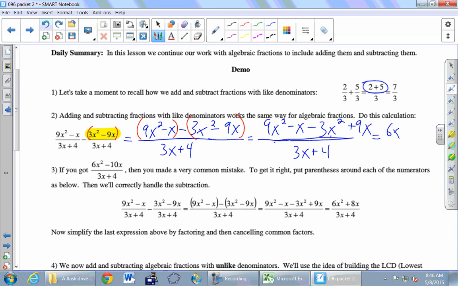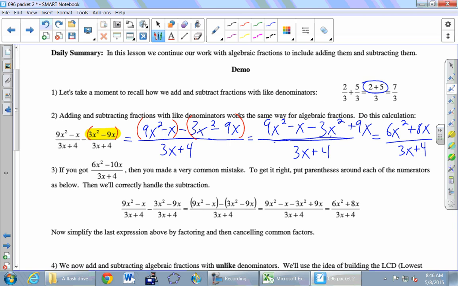So what do we get here? 6x squared plus 8x over 3x plus 4. Fair? Any questions on that one? Okay, so that answer is correct, but before we say that it's the final answer, we have to make sure that our fraction is reduced or simplified.